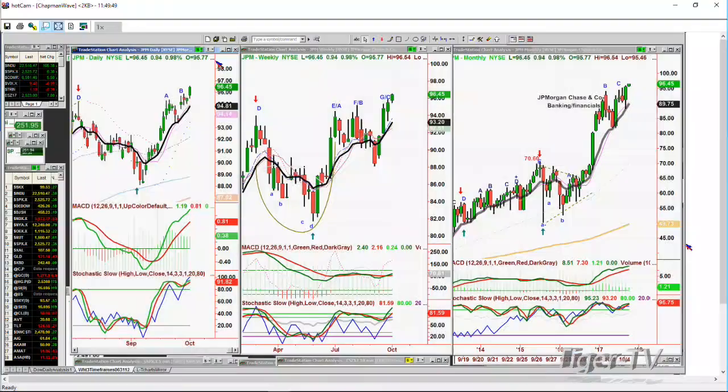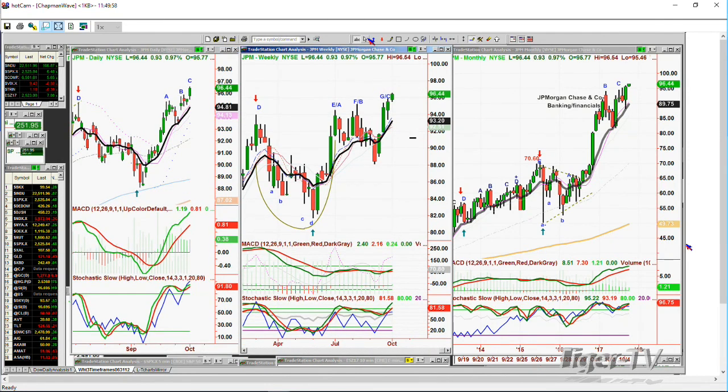JP Morgan. No, that went to the financials, but okay. JP Morgan trading in leg C. If it's in leg C, it should go to a D. That's still very bullish for the next few days. That's the way I have to look at it right now. And it's a leg C in the weekly, and it's a leg C in the monthly. I've been talking about this for a while. Very powerful.